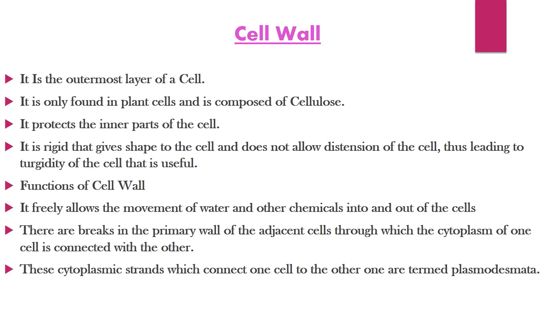There are breaks in the primary wall of adjacent cells through which the cytoplasm of one cell is connected with the other. These cytoplasmic strands which connect one cell to the other are termed plasmodesmata. Plasmodesmata are found between two cell walls.